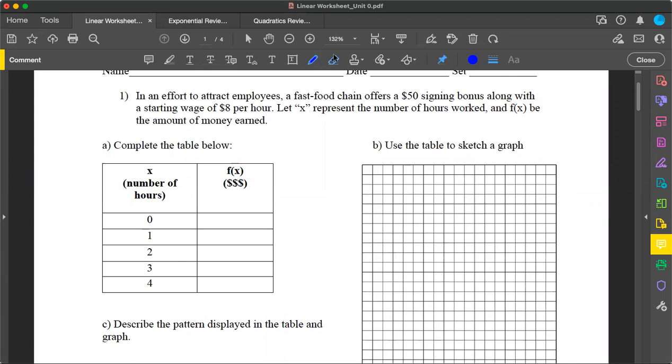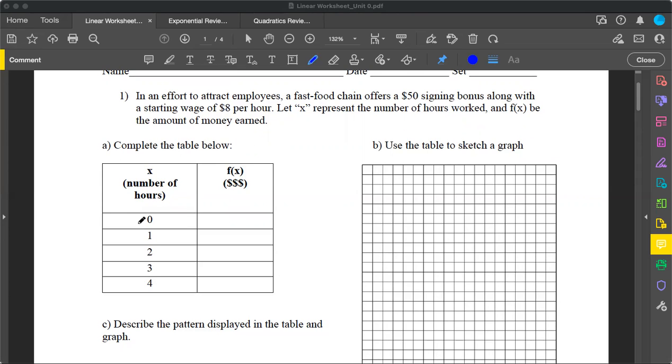What's happening here? In an effort to attract employees, a fast food chain offers a $50 signing bonus along with a starting wage of $8 per hour. Not too bad. I think that should go up though in 2022. Let x represent the number of hours worked and f(x) be the amount of money earned.